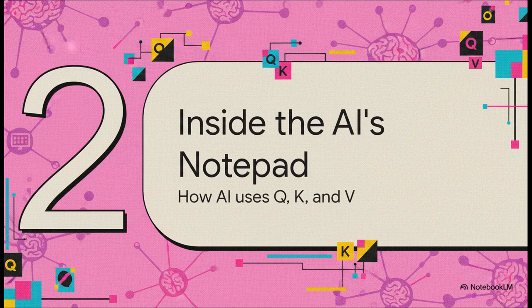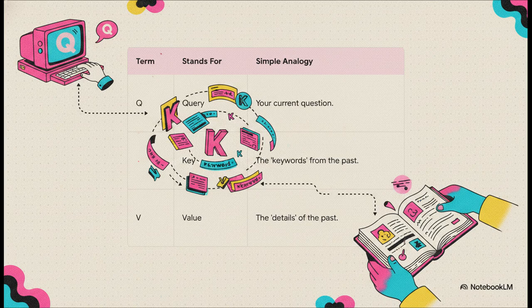It all boils down to three key things, and we call them Q, K, and V. Now I know, that sounds super technical, but trust me, the idea behind them is actually really simple. Here's how it goes. When you ask something, that's your query, or Q. The AI takes your question and uses it to scan its notepad for the most relevant topics or keywords. We call those keys, or K. And once it finds the right keys, it grabs the important information, the details, the values, or V, to figure out what to say next. It's basically a tiny, super fast search engine just for your conversation.